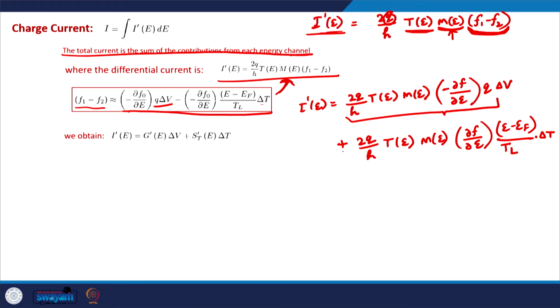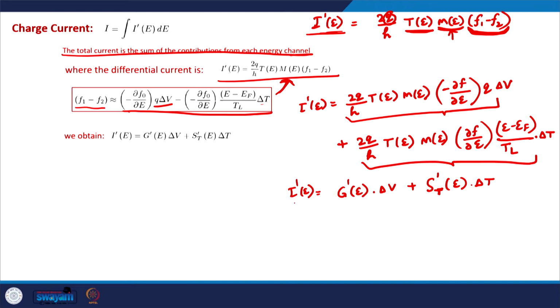is known as the conductance function, and this thing is represented as S T times delta T. So, S T actually is related to the Seebeck coefficient, it is related to the electrothermal diffusion, which means electrical diffusion due to thermal energy due to temperature difference. So, the differential current has a contribution both from the conductance function and this Seebeck diffusion, electrothermal diffusion.